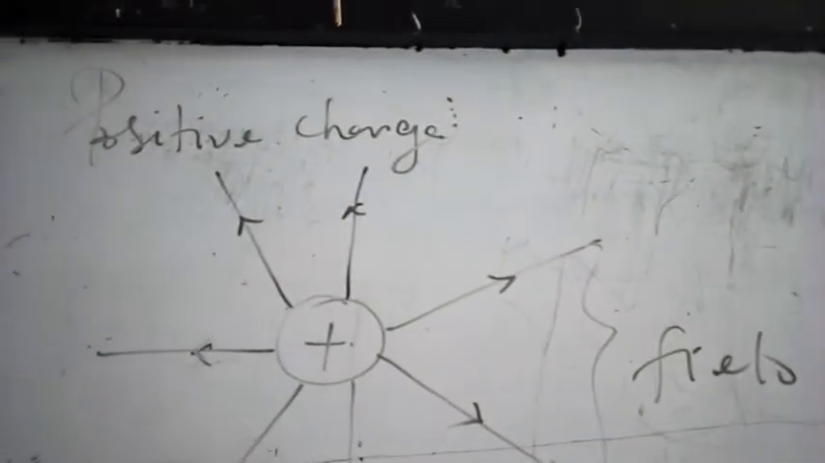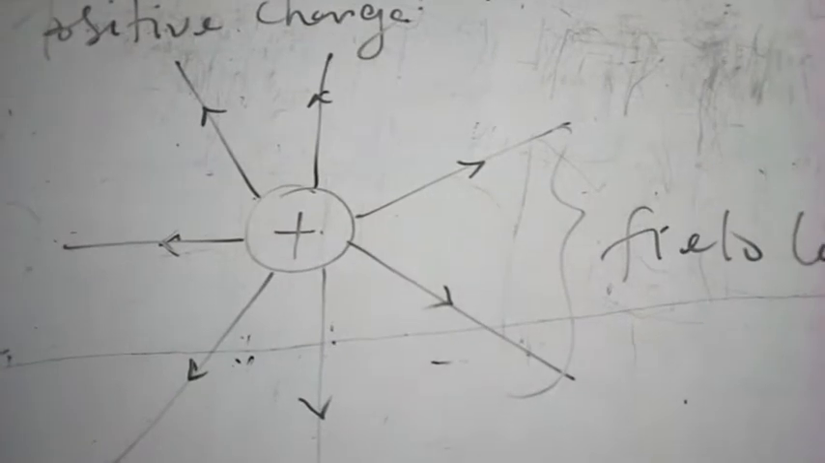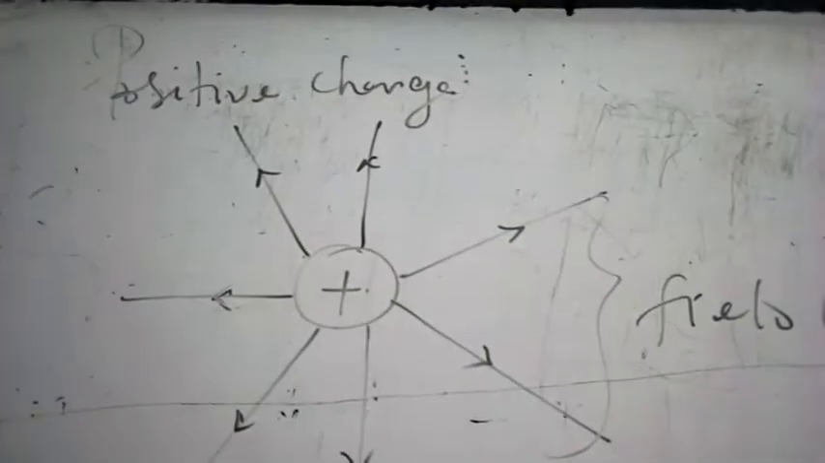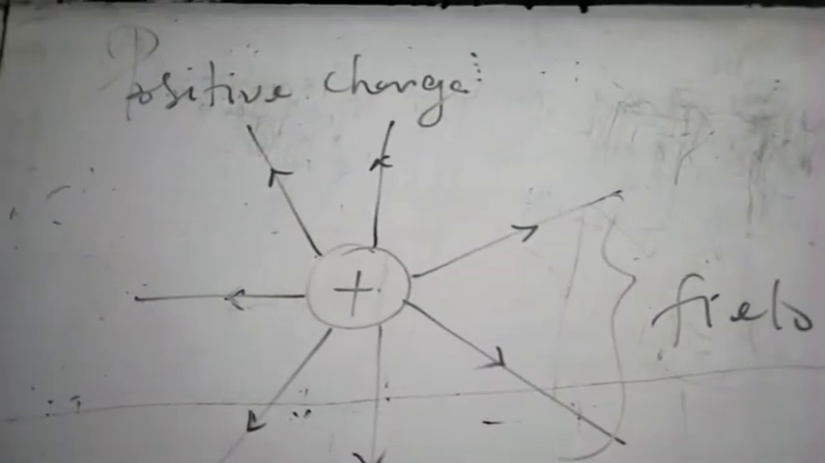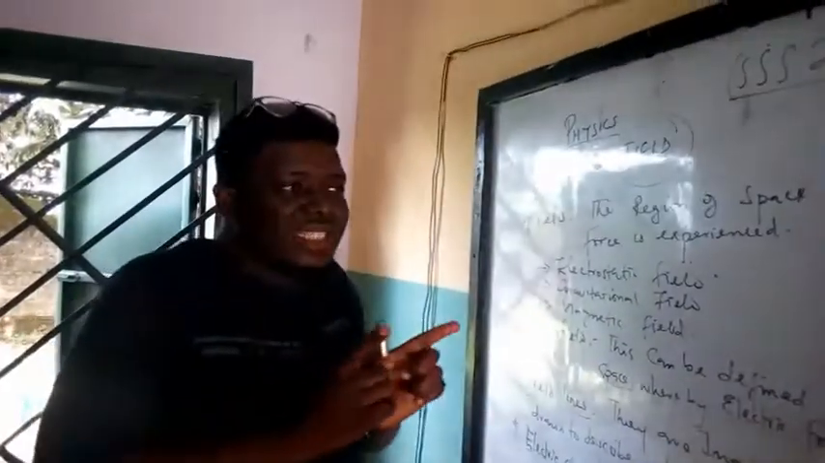This is the source of electric fields. They are the source of electric fields, meaning that electric field lines are originated from the positive charge. They are the source of electric field. Now let us look at the negative charge.